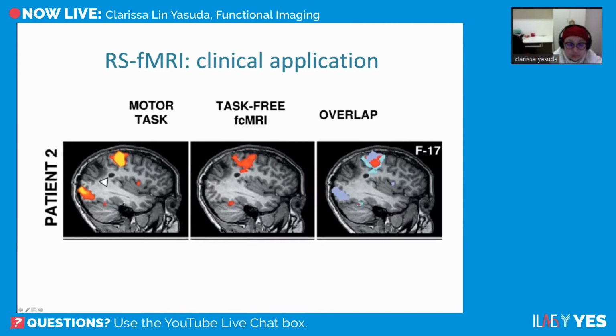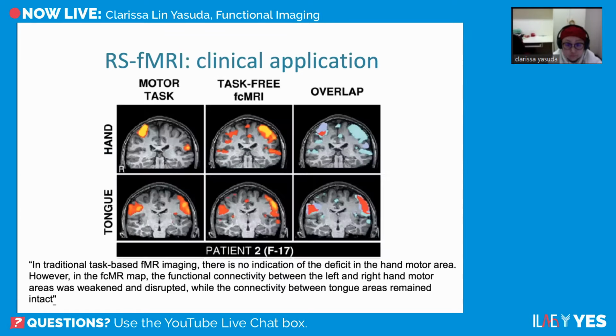So in this study, they had a patient with epilepsy and a lesion in this area, okay? So the subject performed the motor task, and they also acquired resting state fMRI and performed functional connectivity analysis, similar to that example I gave you. And when they overlapped the two maps, they saw it's quite coincident, okay? And they performed this for the hand and the tongue. They were very interested to see how the overlap was.